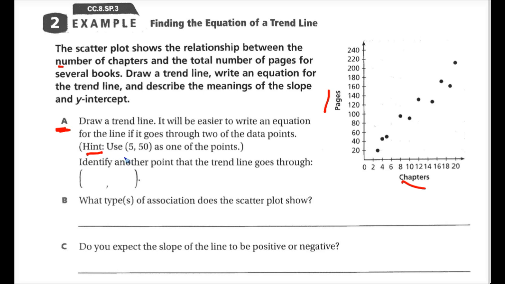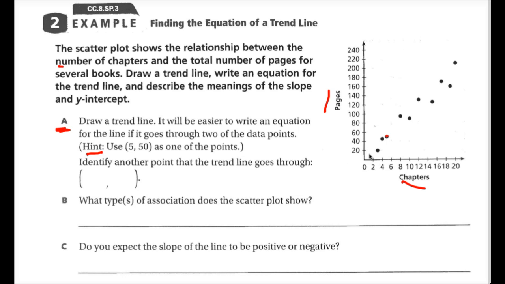Identify another point that the trend line goes through. So as of right now, they want us to use this point right here for our trend line. Now, a couple things about the line. We are not trying to connect every dot. If you connect every dot, you've now created a line plot, and that's not what we're doing. We're making a scatter plot.